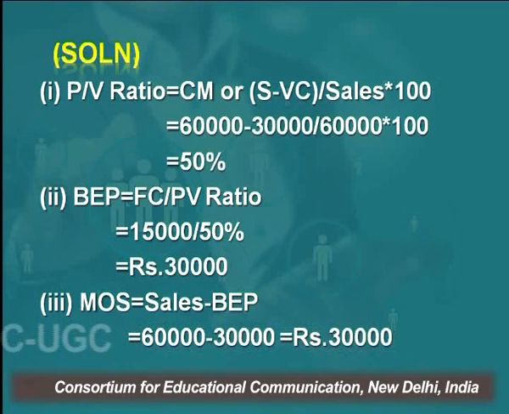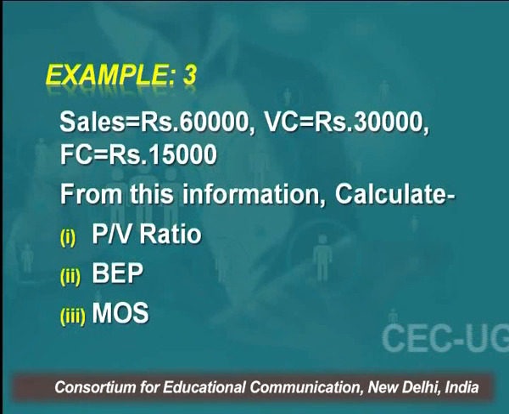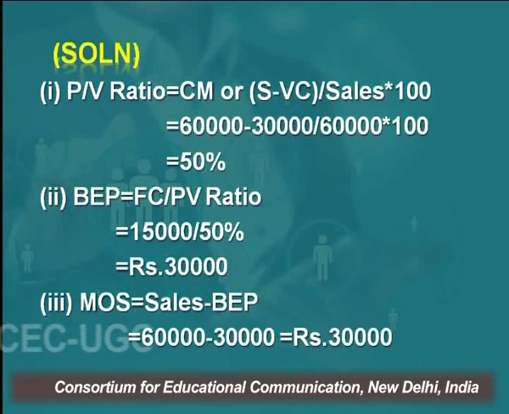And what is break-even point? The formula of the break-even point is fixed cost divided by PV ratio. Fixed cost in our example is 15,000 rupees. So 15,000 divided by 50% comes to be 30,000 rupees. So your break-even point is 30,000 rupees.